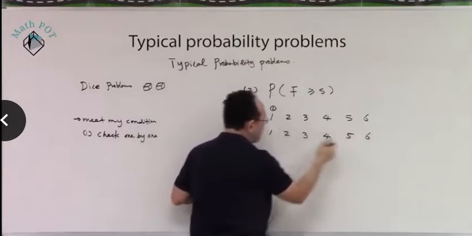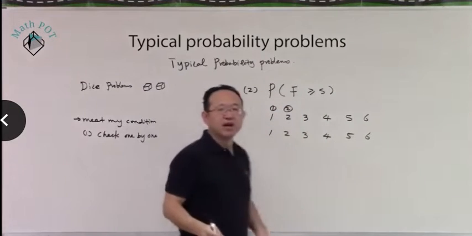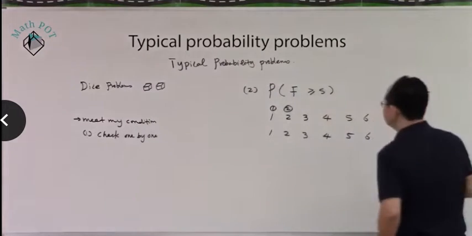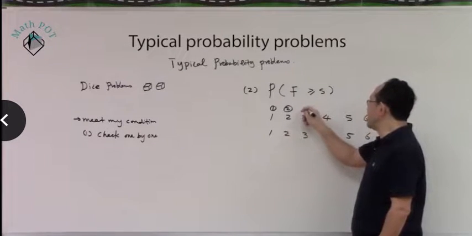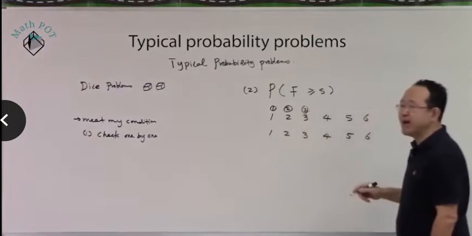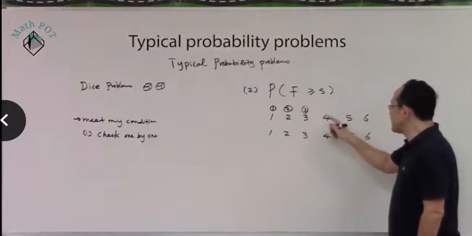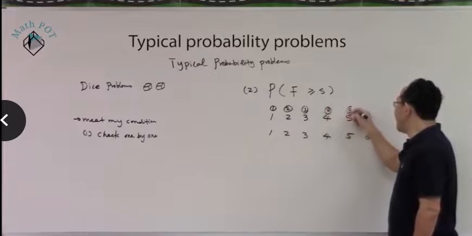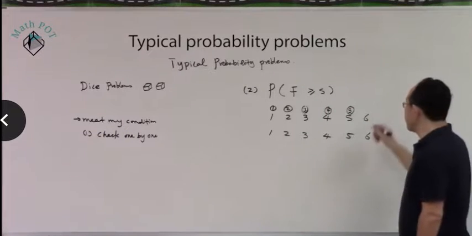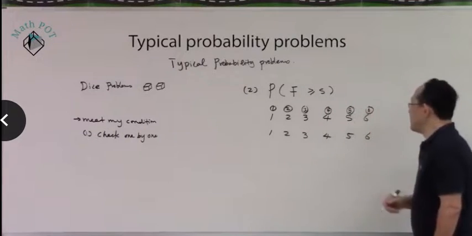So for the 3 and above, that means clearly we have 3 ways: 3, 1, 3, 2, 3, 3. Those definitely work. So you can clearly see the pattern. Now, if we start with 4, definitely we have 4 outcomes meeting the condition. The same thing for 5: we have 5. Of course, here is 6 outcomes.